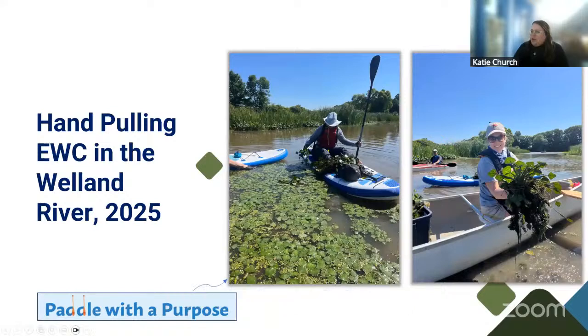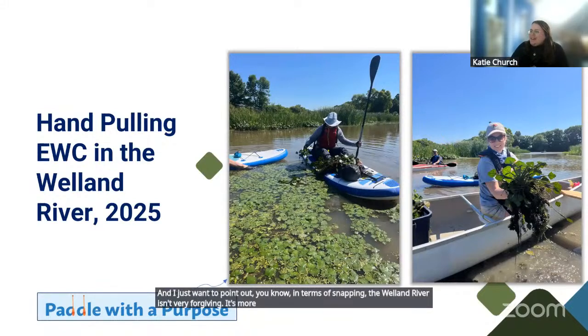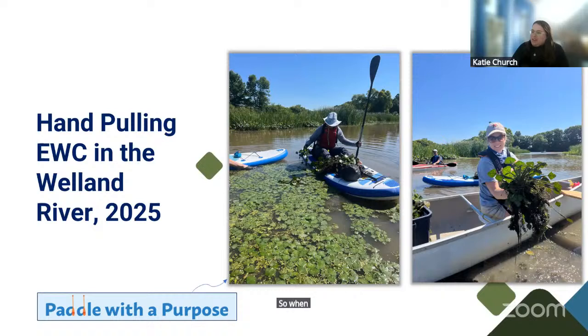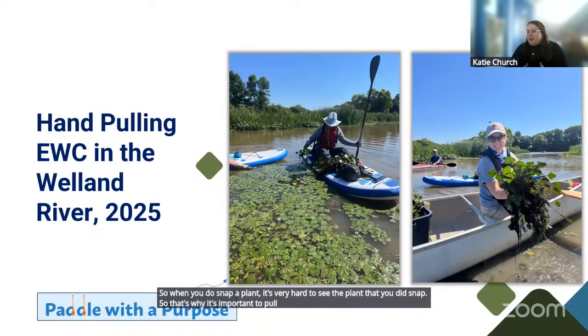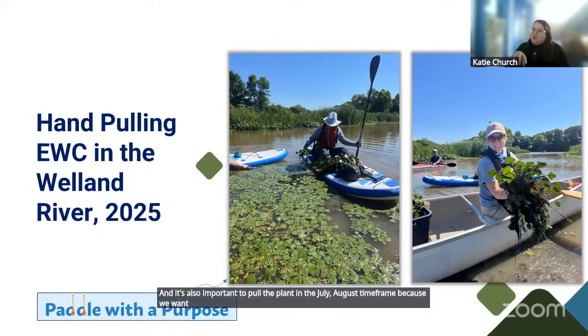And I just want to point out, in terms of snapping, the Welland River isn't very forgiving. It's more of a dark brown color. So when you do snap a plant, it's very hard to see the plant that you did snap. So that's why it's important to pull that plant, and if it does snap, to drop that point to make sure we go back to it. And it's also important to pull the plant in the July-August timeframe because we want to pull the plant before the seeds drop.